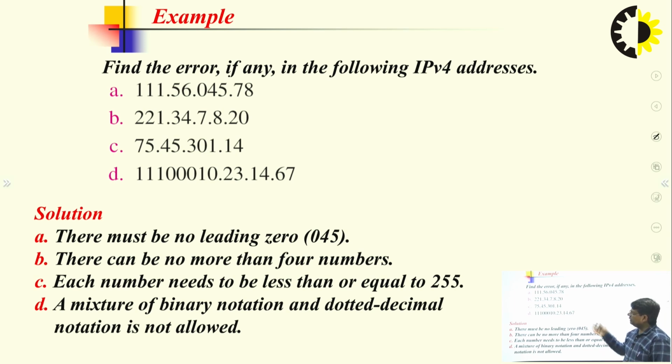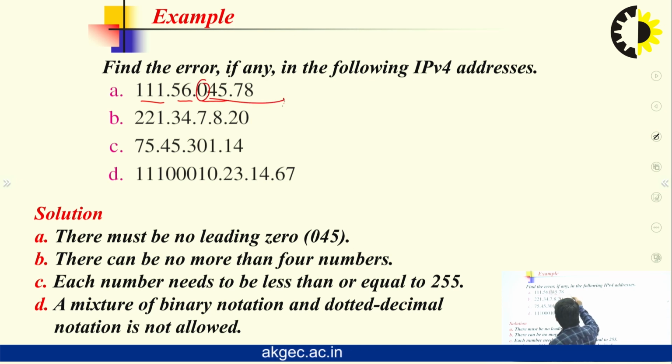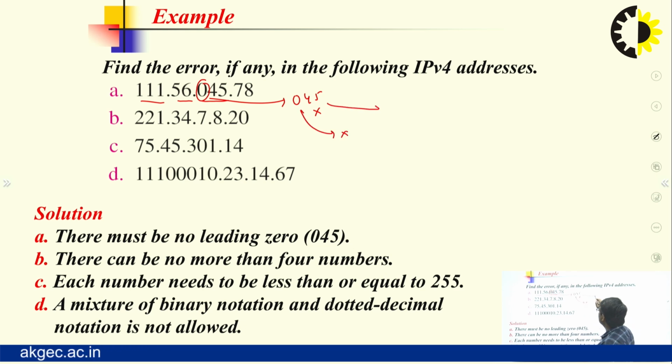There is an example. In this example, there are some errors in the IP version 4 addresses that I have mentioned over here, so we have to find what the errors are. In the first case, we can see that it's okay. It is also okay. In this case, the initial 0 is not allowed. Instead of 045, it should have been only 45.